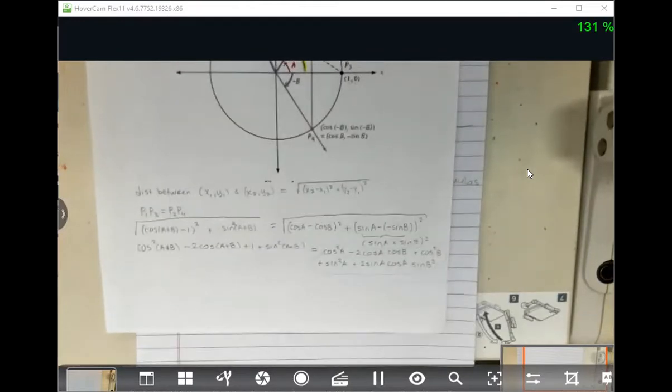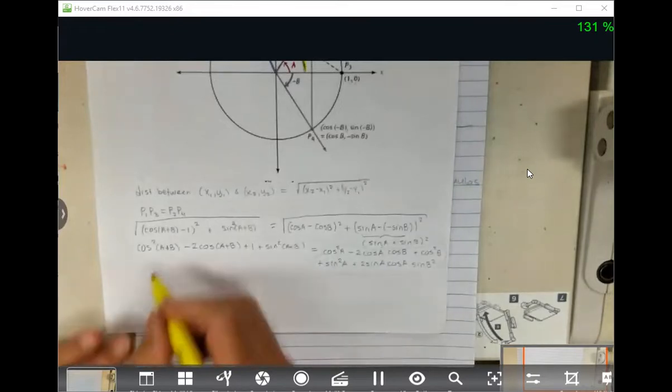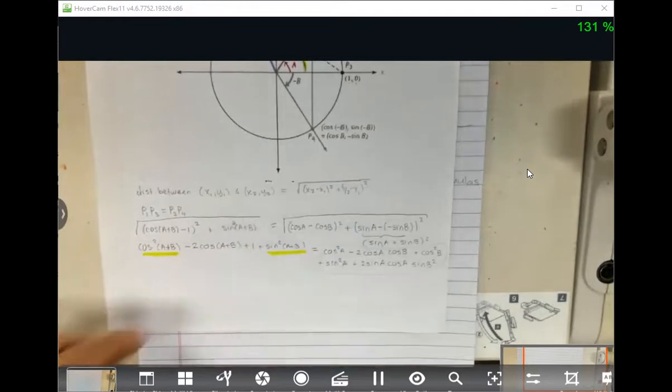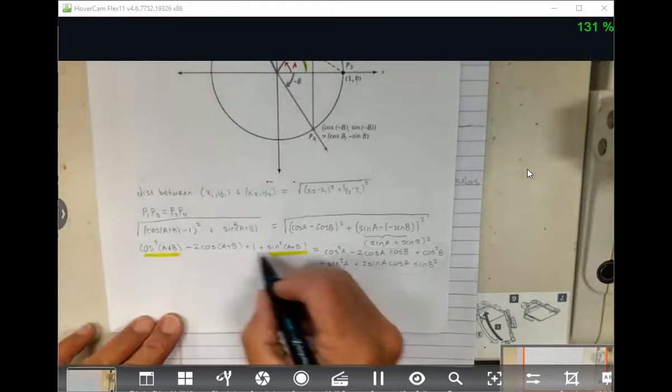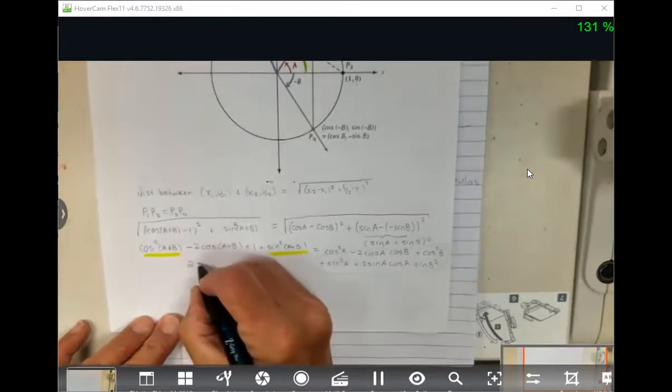All right, let's go to the left-hand side. I'm going to add this with this: cosine squared of A plus B plus sine squared of A plus B. What do I get? Cosine squared plus sine squared at the same angle. That's 1, right? So what I've underlined in yellow is 1. I'm going to add that 1 to that 1 and get 2.